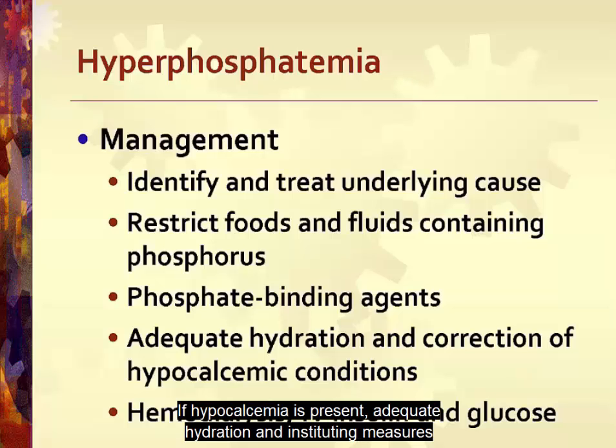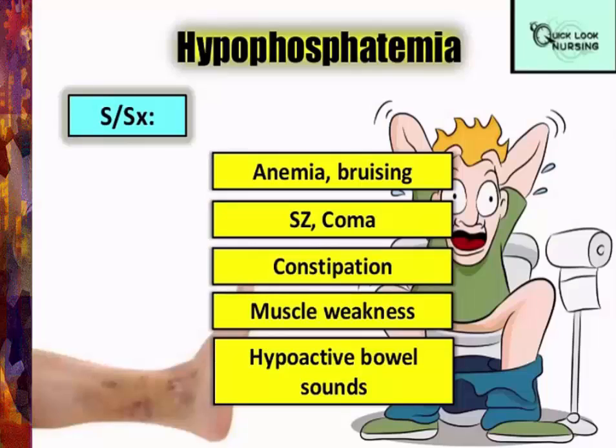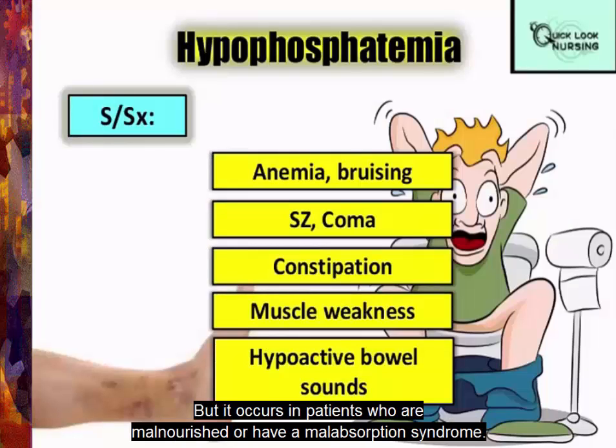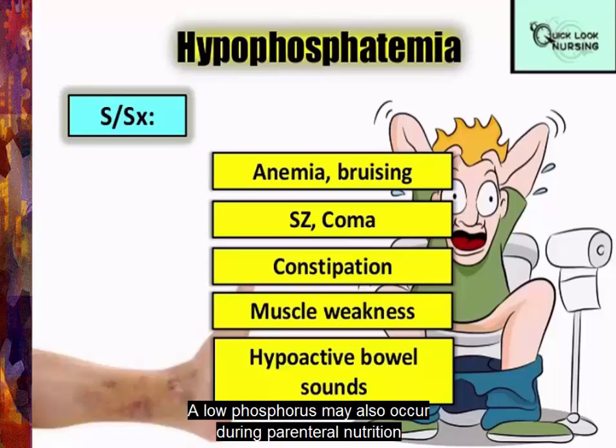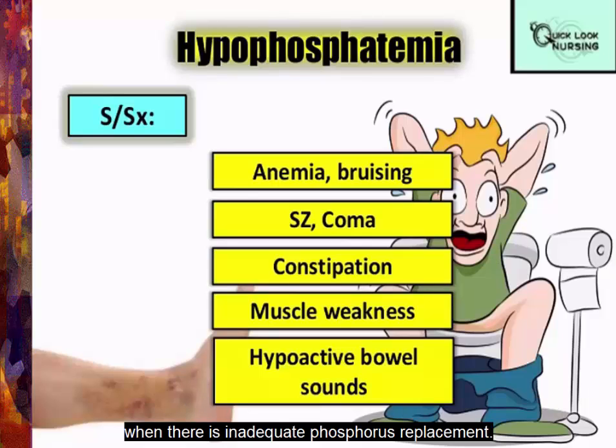If hypocalcemia is present, adequate hydration and instituting measures to correct the calcium levels assist with returning the phosphorus levels to normal. With severe high phosphate levels, hemodialysis or an insulin and glucose infusion can rapidly decrease those levels. A low phosphate is rare, but it occurs in patients who are malnourished or have a malabsorption syndrome. Other causes would include alcohol withdrawal and use of phosphate-binding antacids. A low phosphorus may also occur during parenteral nutrition when there is inadequate phosphorus replacement.